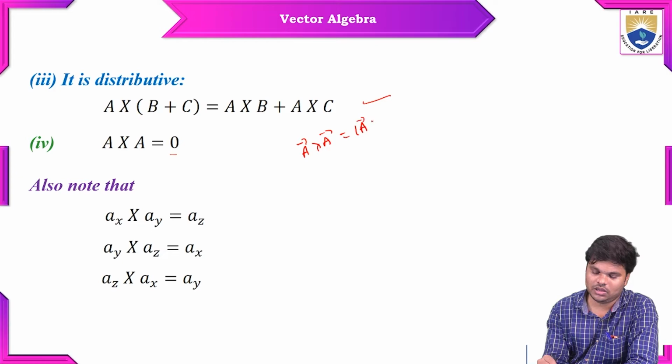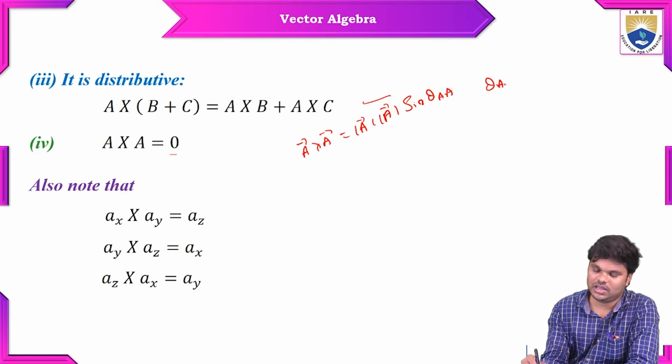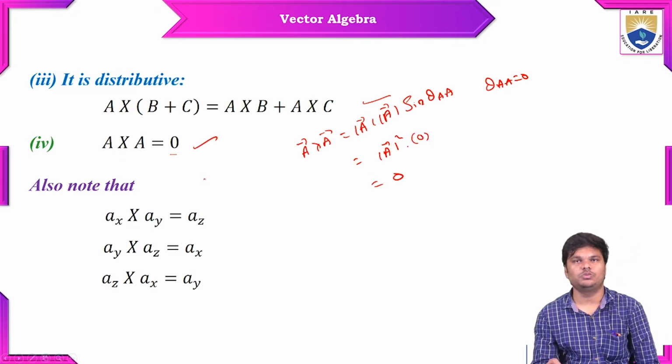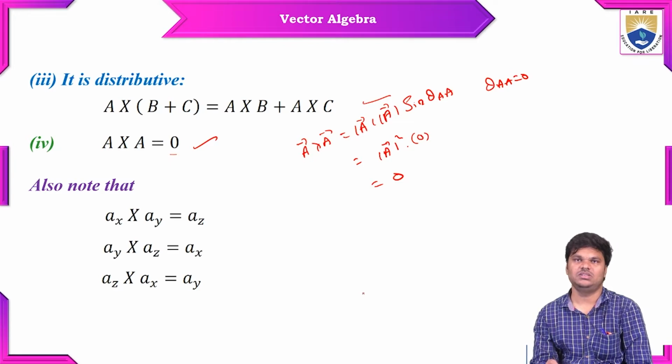mod A into mod A into sine of angle theta AA. Here theta AA is 0. Sine 0 is 0. So mod A square into 0. Answer is 0. So the cross product of two same vectors is always 0.